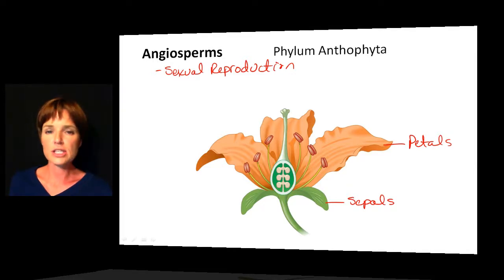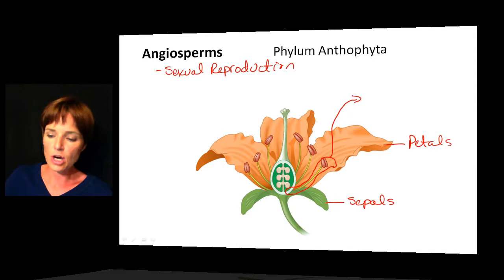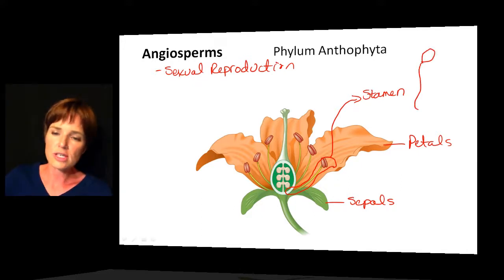If we start to look at the structures that are involved in the production of egg and sperm, the first part we want to look at is the male structure. So this is what's going to lead to the production of pollen. So this whole structure right here is what we call the stamen. And the stamen, if we talk about parts of it, it has a stalk and then it has a structure at the top. The stalk is what we call the filament.